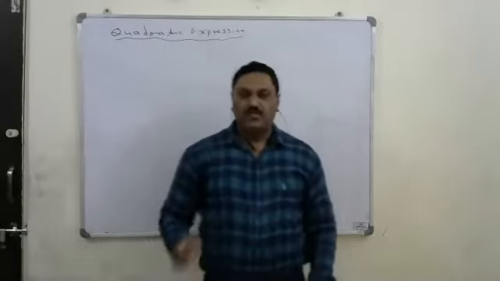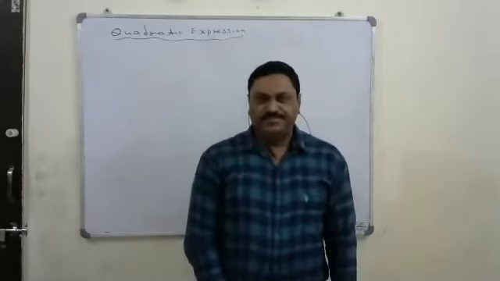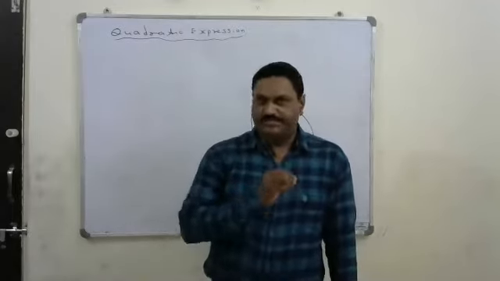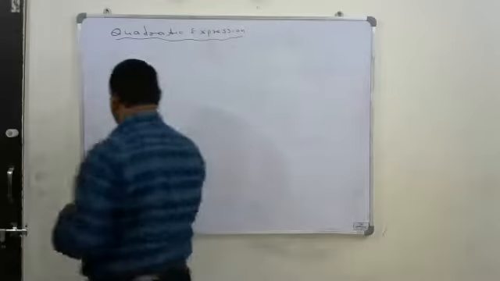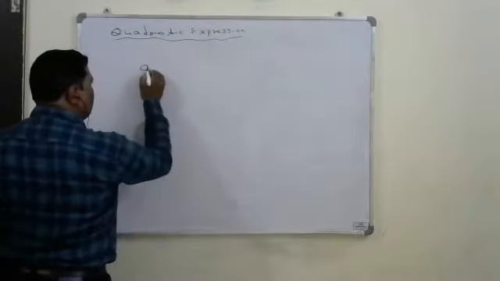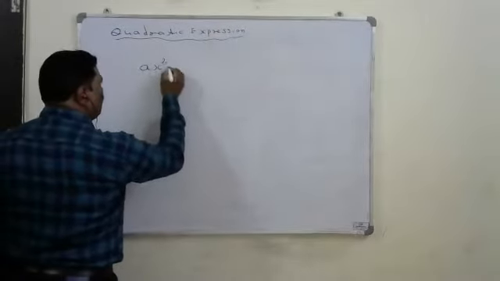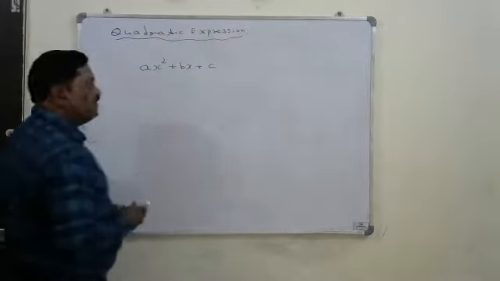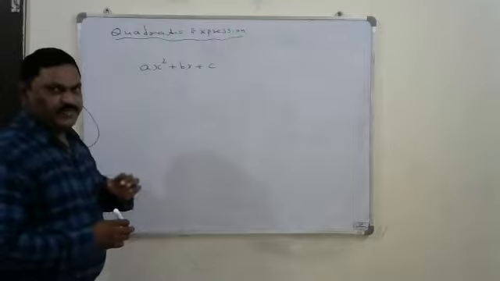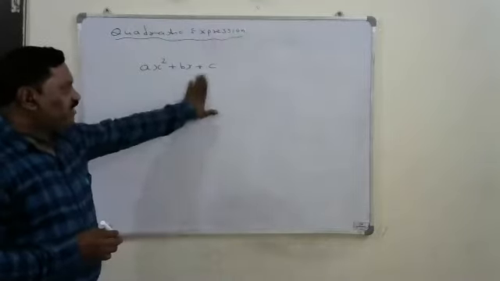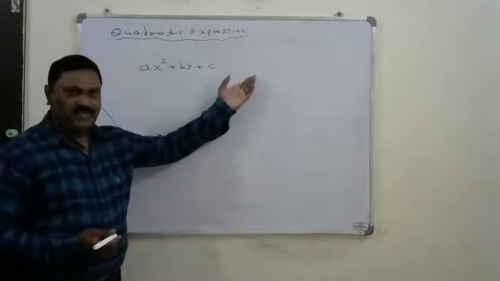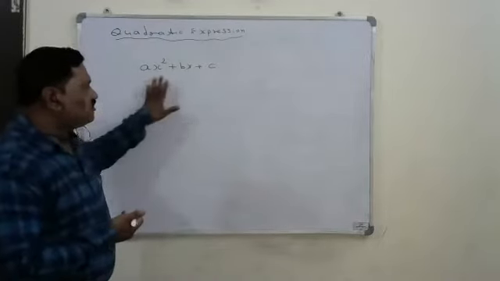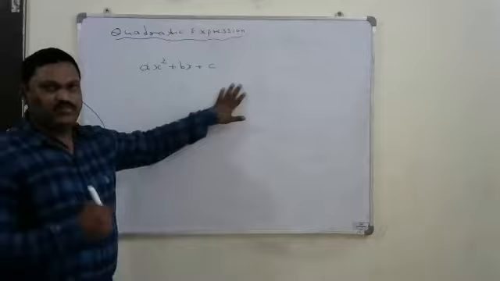So we'll see what a quadratic expression is and what we are able to find from it. A quadratic expression is only a statement, ax square plus bx plus c. If I consider this as the quadratic expression, it is only a statement, there is no conclusion at all. Suppose if it is equal to 0, then I can find the solutions or the roots of this equation.